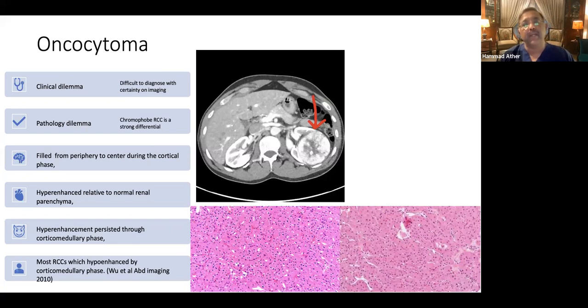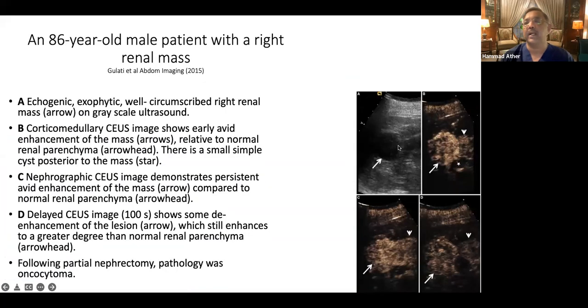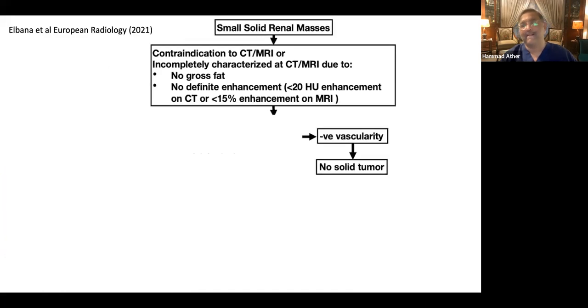it filled from periphery to center during the cortical phase. It is hyperenhanced relative to the normal renal parenchyma. Hyperenhancement persists through the corticomedullary phase. So this is probably helpful, but I'm not really sure how effective this is in identifying. The data is also not very clear about whether oncocytomas can be diagnosed definitively with contrast-enhanced ultrasound. So for small renal masses, this is an algorithm.